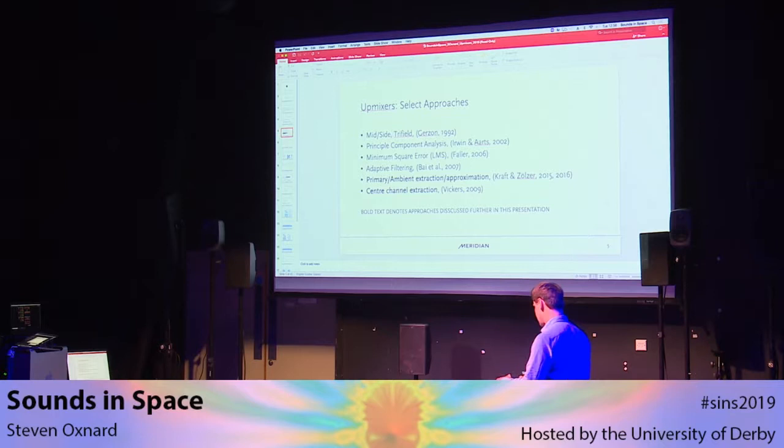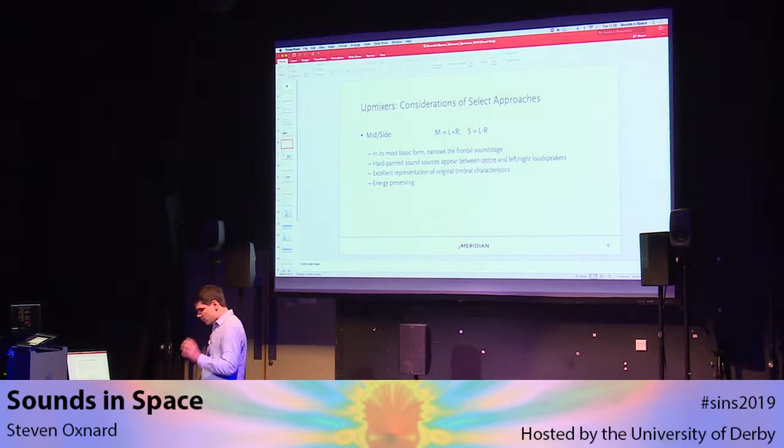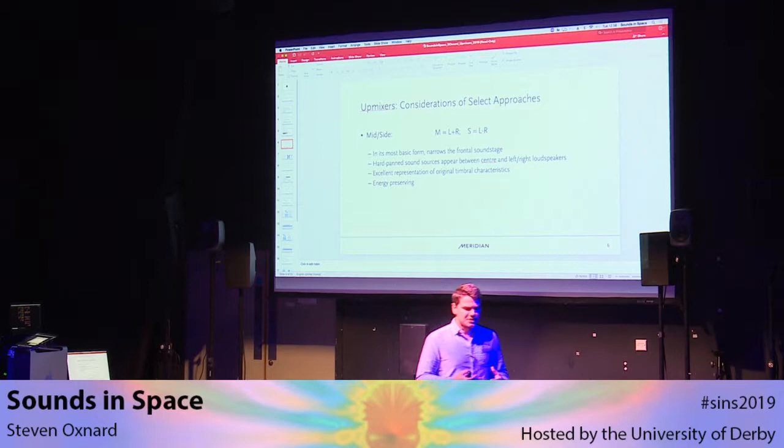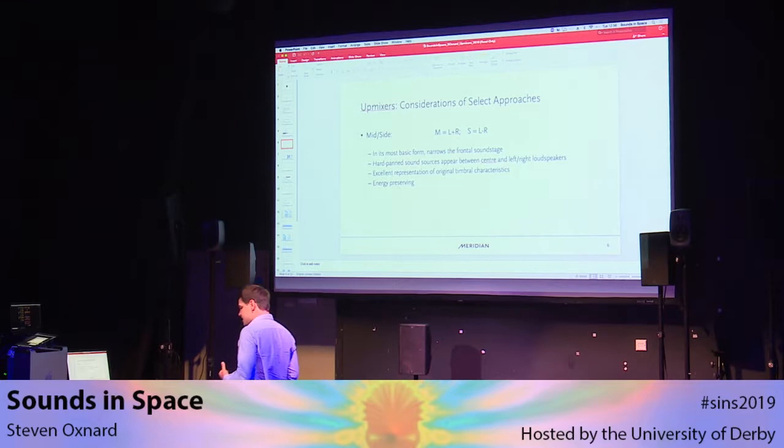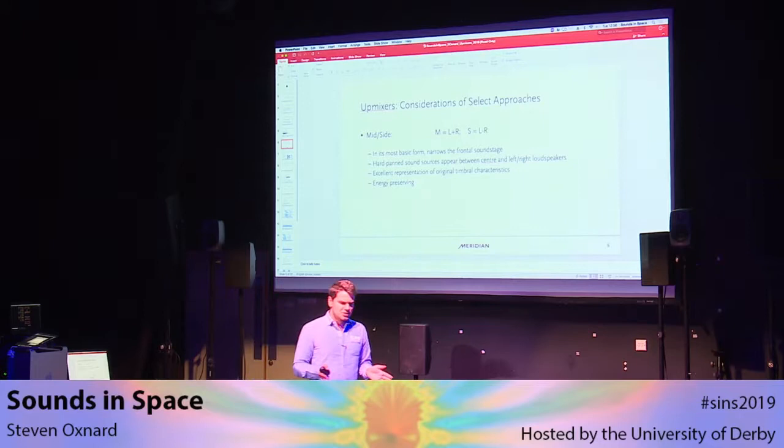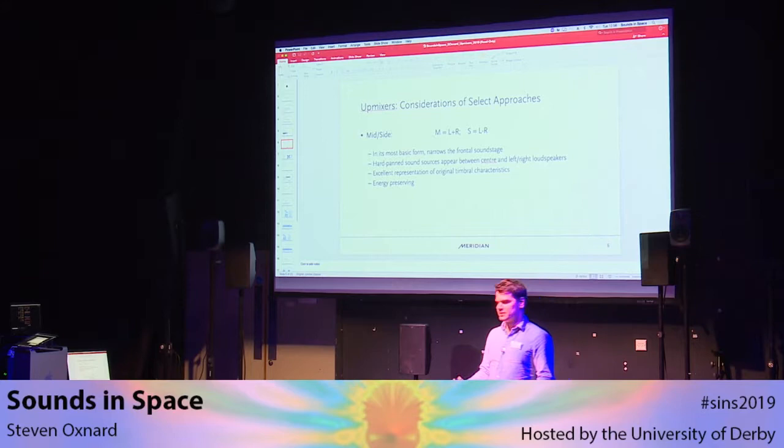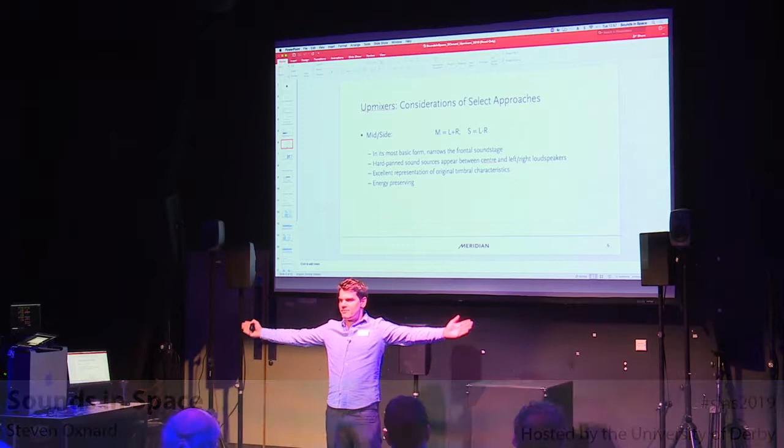Okay. Before we move on, why do we need to choose? There's a whole plethora of different approaches to this. The problem is that each one comes with its pros and cons, as we can all appreciate. Mid-side sounds great timbrally, but the resulting image is actually quite narrow. What you get in terms of an upmix is a more stable, wider listening field, if you like, but you lose extreme panned components. So instead of left, right, you end up with a left, center, right, okay?